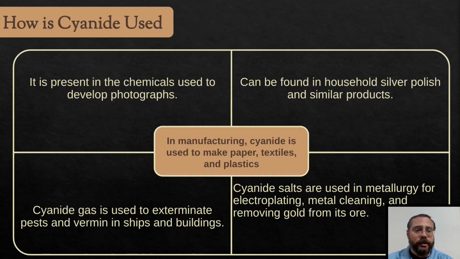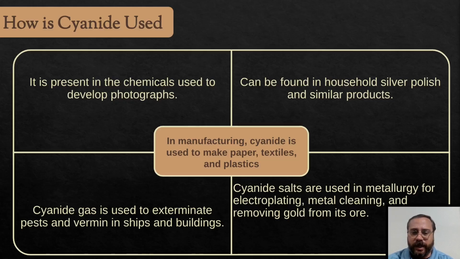How is cyanide used? Well, this is one of those things that can be very surprising. It's used very heavily in the chemical industry. It's present in chemicals used to develop photographs. It can be used in household silver polish and similar products. Cyanide gas is used to exterminate pests and vermin in ships and buildings. Cyanide salts are used in metallurgy for electroplating, metal cleaning, and removing gold from its ore.